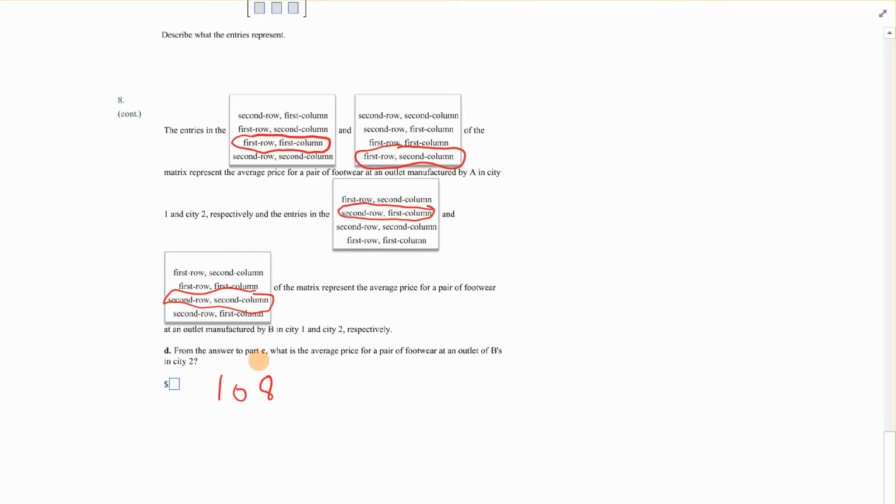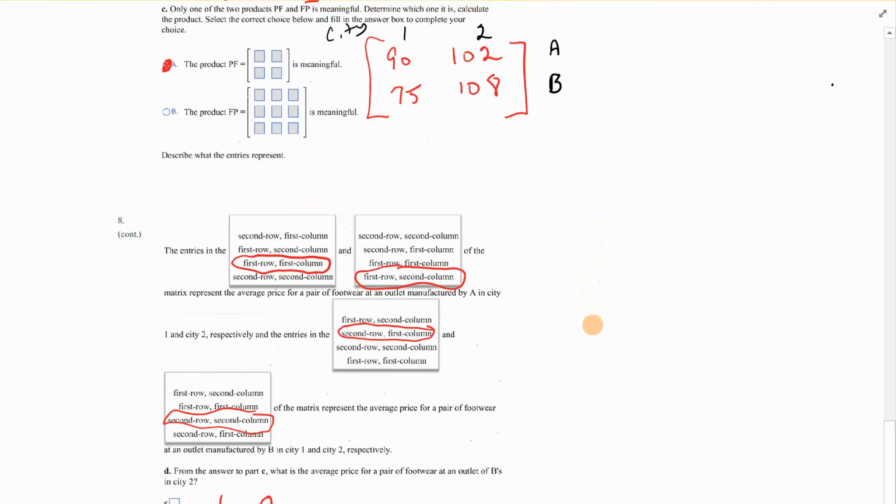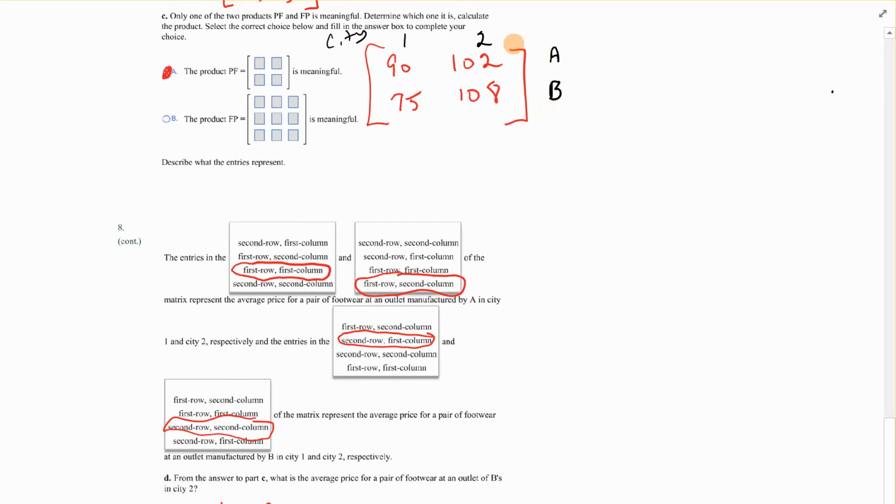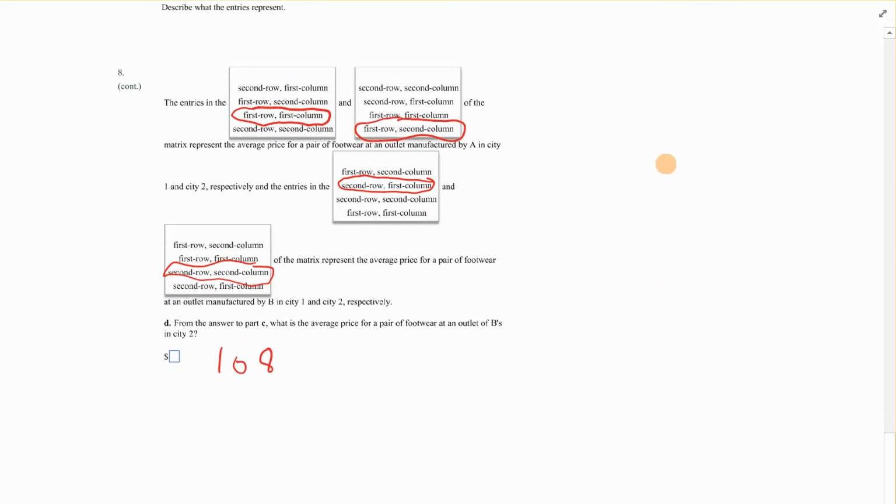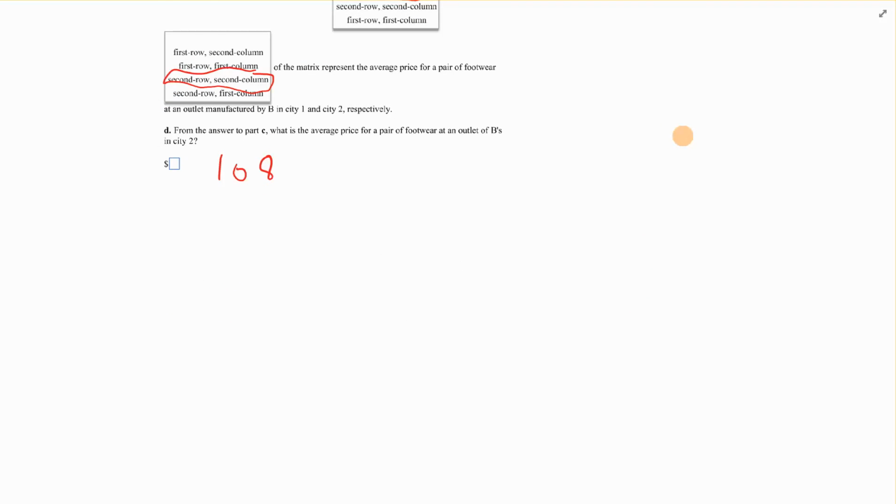D part, from the answer to part C, what's the average price for a pair of footwear at an outlet of B's in city 2? So if we've written it like this, B, city 2, 108 should be our answer. So hopefully that one will make sense for you. And that should take care of our problems for this section.